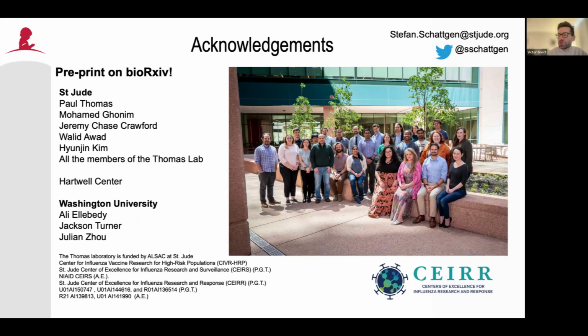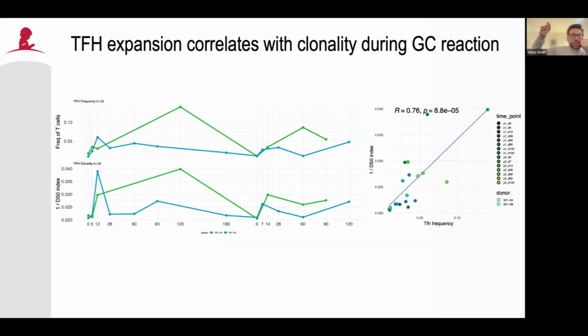You showed in one of the beginning slides the correlation between the germinal center and TFH. There was a scatter plot where you showed that there's a high correlation. Yeah, this one. Can you explain this? So these are just TFH cells within the lymph nodes for these two individuals here.